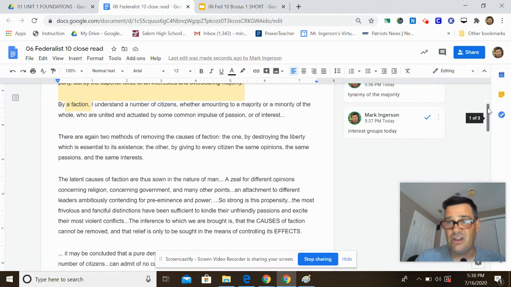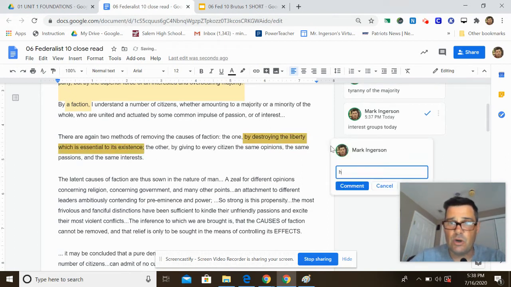So he said, what can you do? And he says there are two methods of removing the causes of faction. By one, destroying the liberty which is essential to its existence. So, why is it that liberty is why we have faction? And it's because we all choose to be in different groups. Okay, choice, freedom.